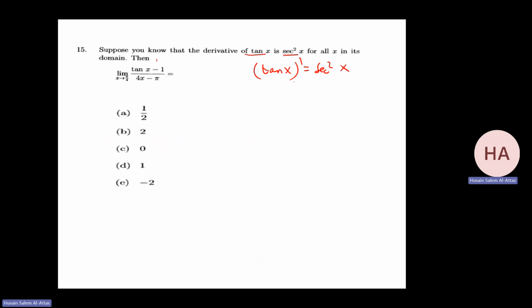And if you want me to do this, let me do it. This limit. Okay, I know that f prime at a is the limit as x goes to a of f of x minus f of a over x minus a. That gives me f prime at a. So I want to write this in the same format as this. This 4 is bothering me, so let me take it out.